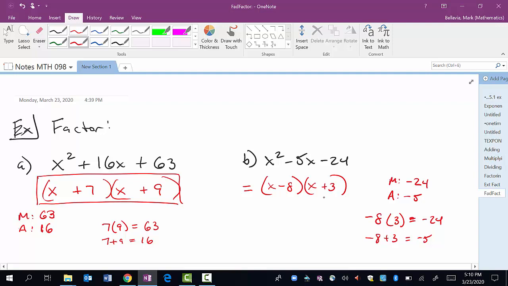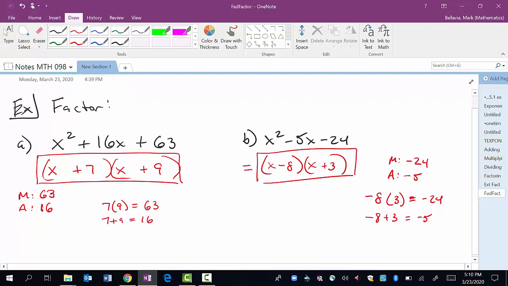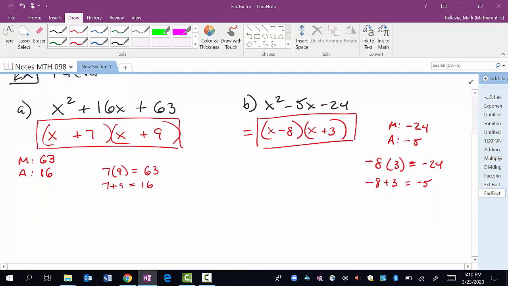If you put the positive 3 first and the negative 8 second, that's okay, but make sure that the same sign stays with the same number. So negative has to stay with the 8, positive stays with the 3. Remember, you could always check these by foiling, right? Distributing through and making sure you get the original problem.